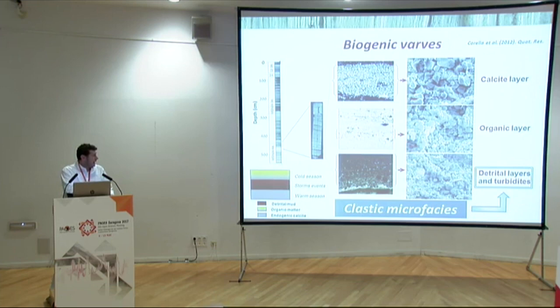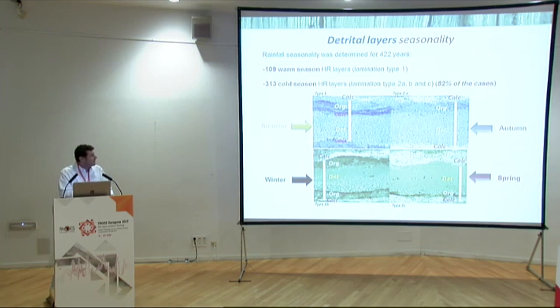Depending on the position of these storm events within the VARF sequence, we can reconstruct seasonality. That means that if we have the detrital layer within the calcite layer, it's going to be a summer storm. If it's just above the calcite layer, it's going to be a rainfall that occurred in autumn. In the middle of the organic layer, it would be a winter storm, and the same applies to the spring storms, just below the calcite layer.